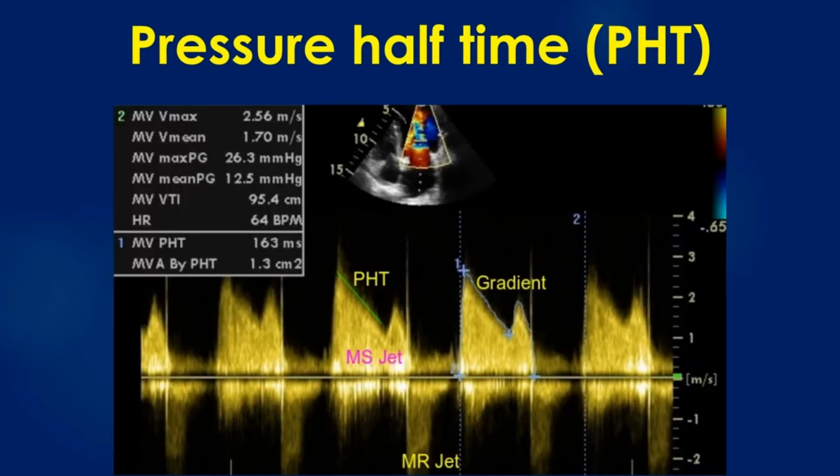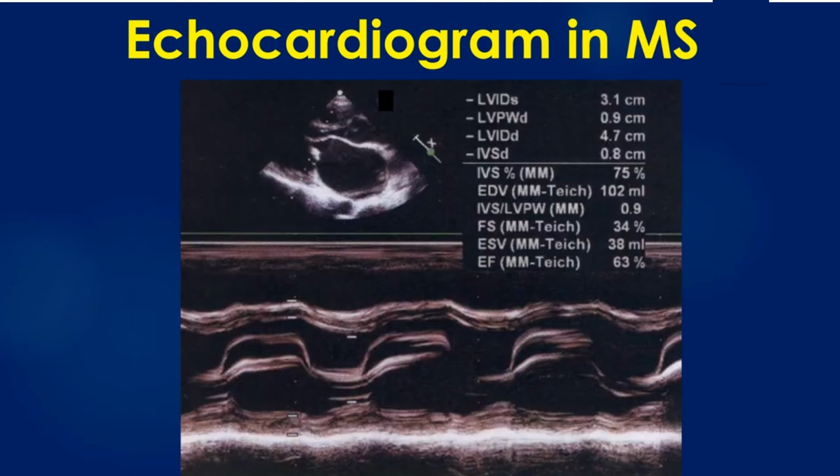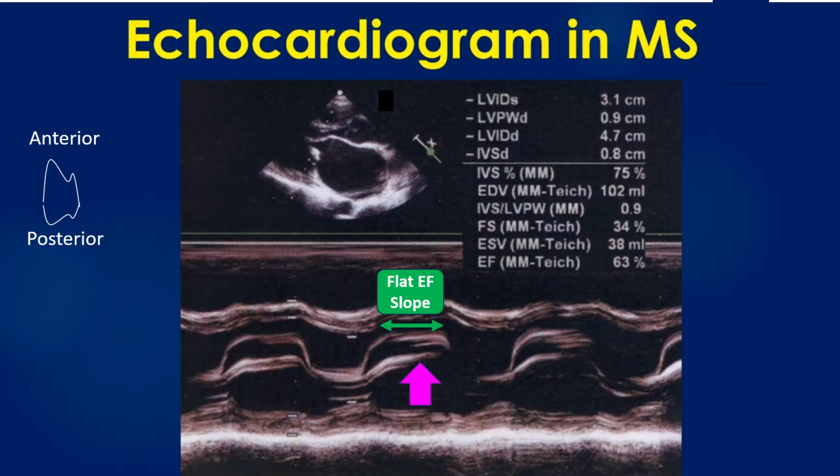In this image, green cursor measures the pressure half time of the mitral stenosis jet. In this case, the pressure half time was 163 milliseconds and the estimated mitral valve area by pressure half time was 1.3 square centimeters. M-mode echocardiogram in mitral stenosis showing the flat EF slope and paradoxical motion of posterior mitral leaflet. Normally, the anterior mitral leaflet shows an M-shaped anterior movement and posterior mitral leaflet shows a smaller W-shaped posterior movement. The upper panel shows the doming of the anterior mitral leaflet in diastole.